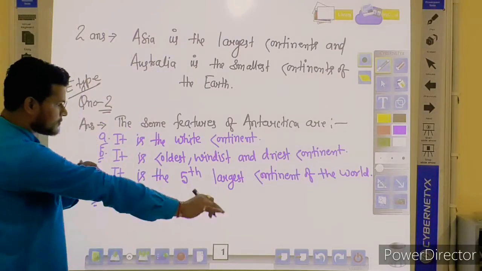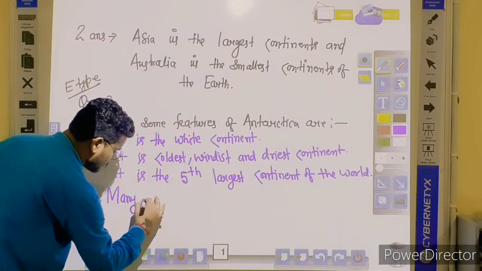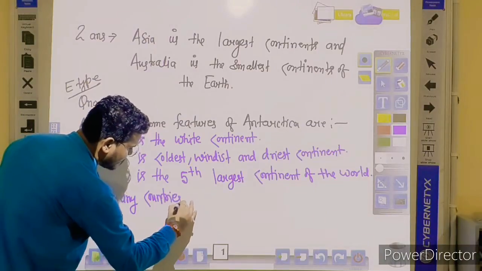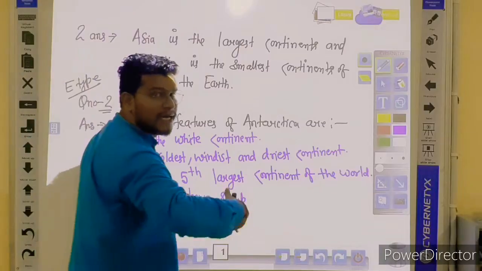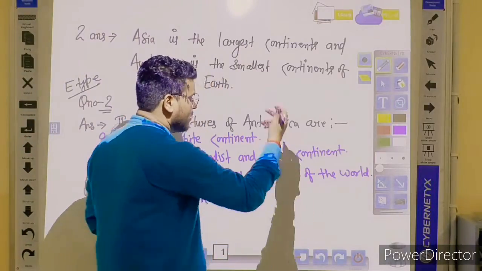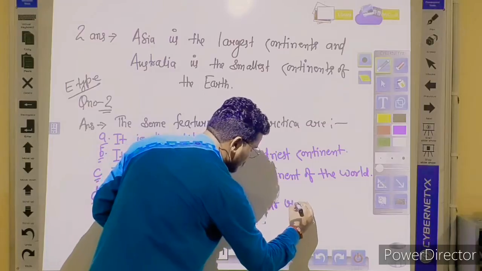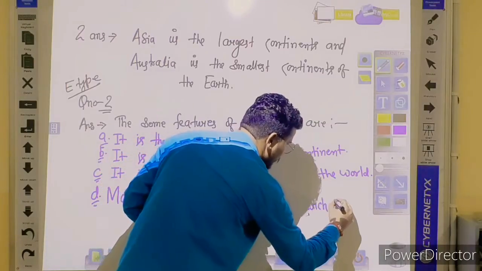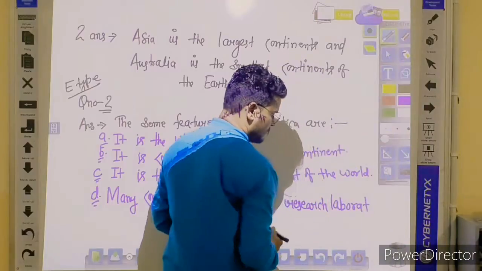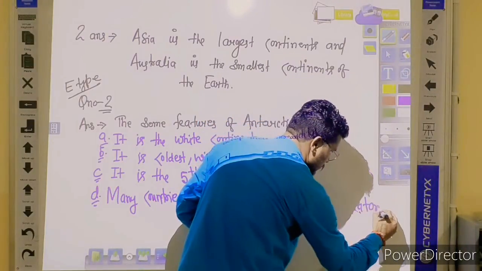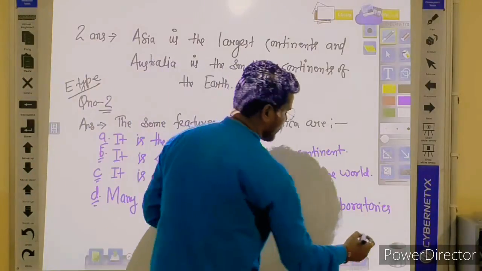D, student. Feature number D of Antarctica is that many countries have set up their research laboratories in Antarctica. Many countries have set up their research laboratories here.